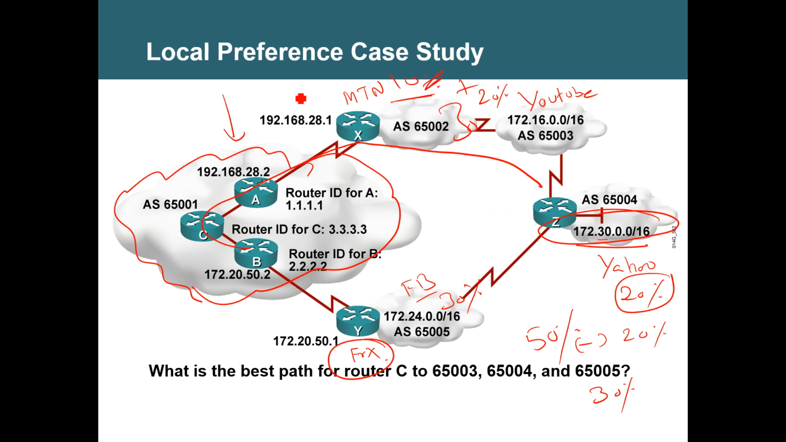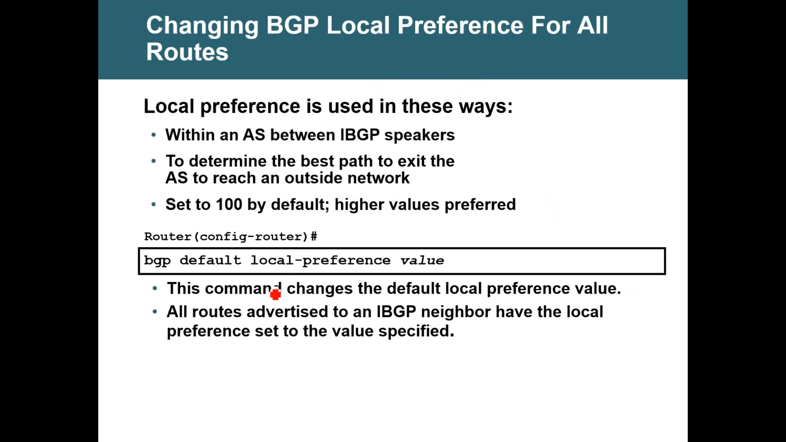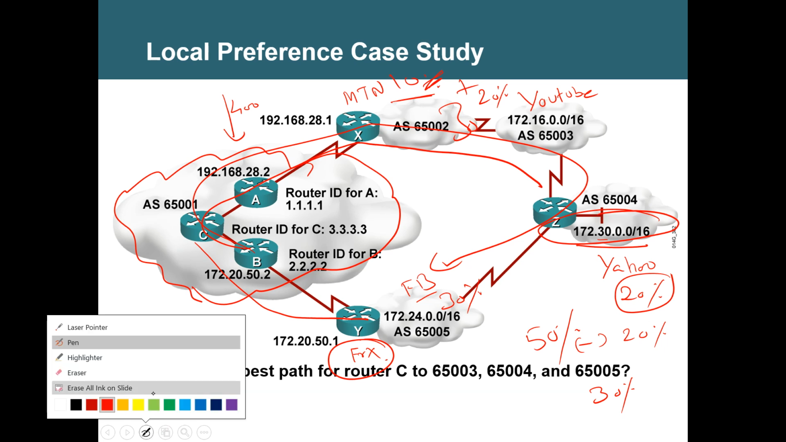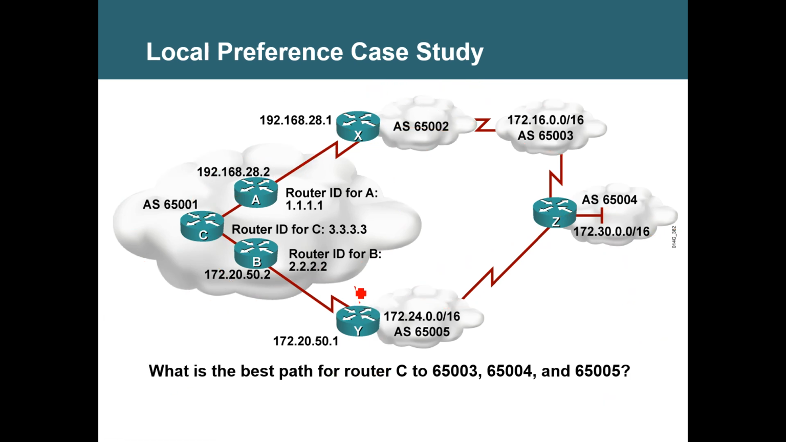But this high local preference that I wish to give, like 400, is only for Yahoo, not for Facebook. Facebook should continue going to French X. If I don't use a route map, this command will make even Facebook go this way. Traffic to Facebook also will start going this way. So again, French X, MTN, Facebook, Yahoo, YouTube.